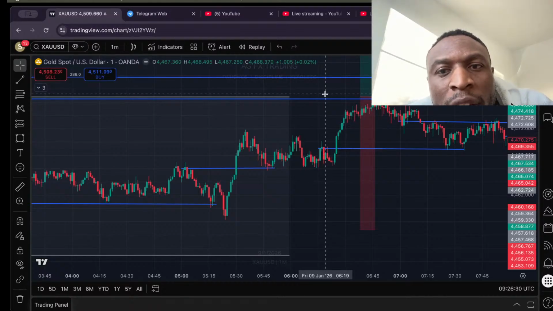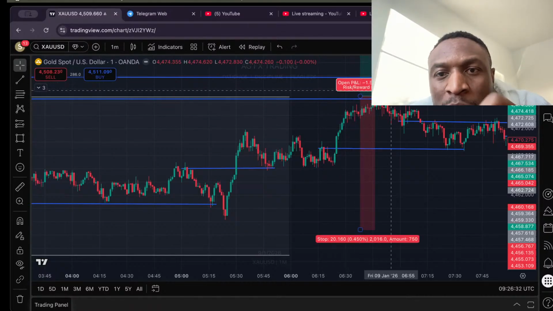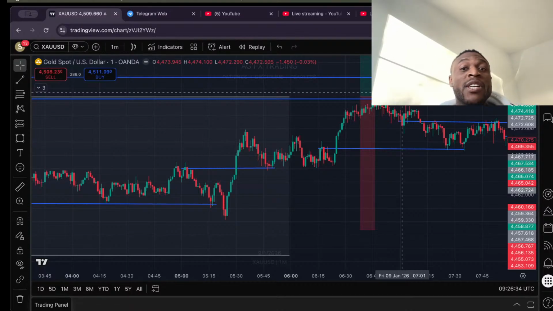So this is like a break from the Asian session. When I noticed this break from the Asian session, I was supposed to wait for a full body close candle out there, but I didn't see a full body close candle.